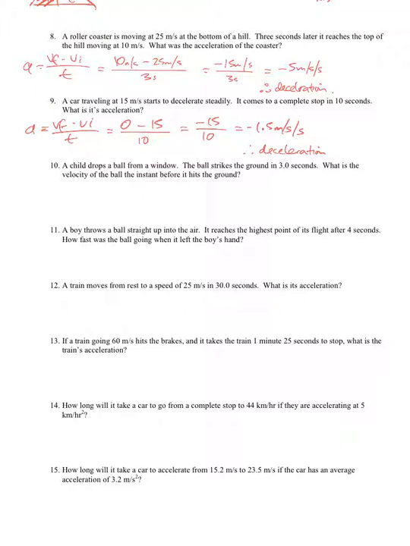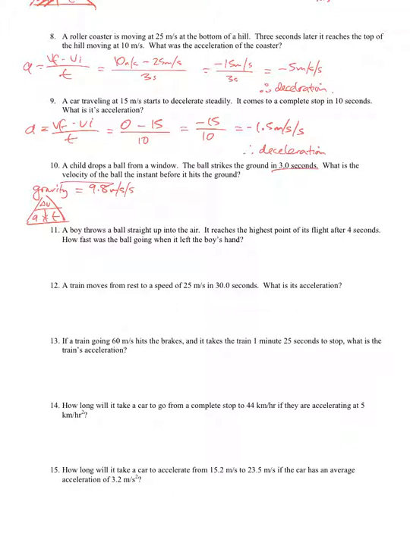A child drops a ball from the window. The ball strikes the ground in 3 seconds. What's the velocity of the ball the instant before it hits the ground? So this looks like there's not enough information, but we've spoken about gravity. Everything on Earth is accelerating towards the center of the Earth at 9.8 meters per second per second. Now the acceleration triangle tells you change in velocity, acceleration, and time on the bottom.